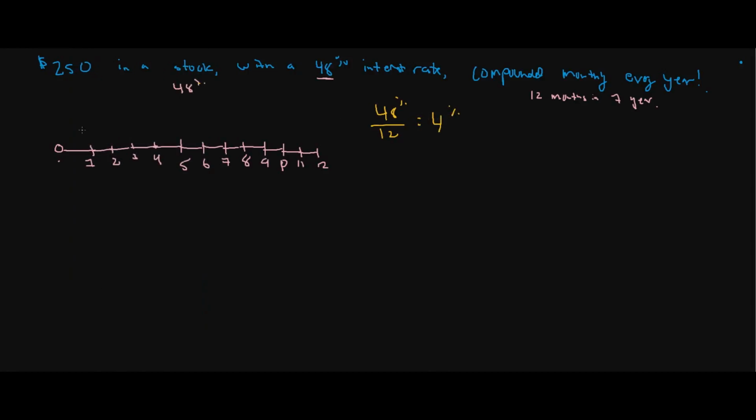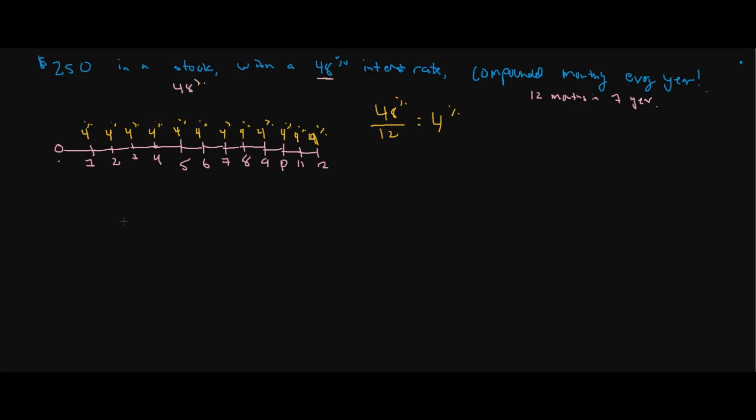That means every month we're going to tack on a 4% interest rate to our stock. It means that we're going to increase our stock by 4% every month, and then that new balance, when it reaches the second month, is again increased by 4%, and so forth. So 4% every single month. This is our new percentage rate.